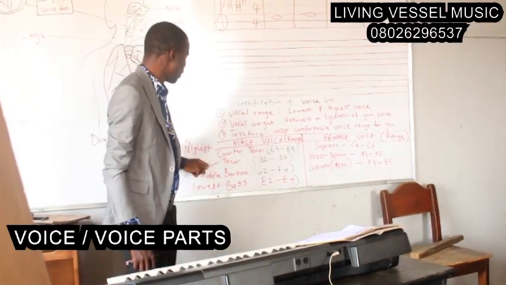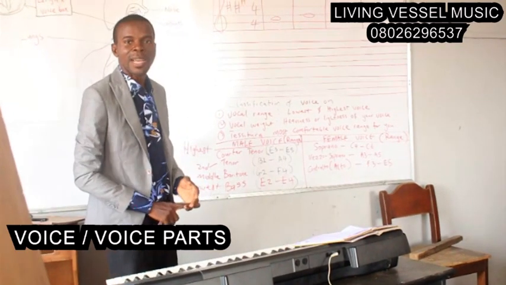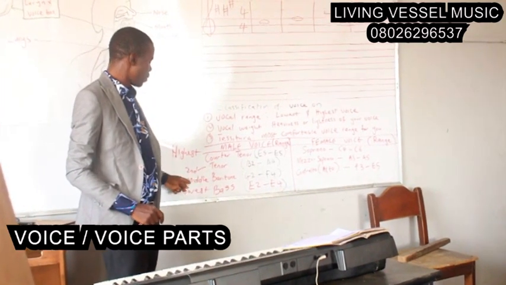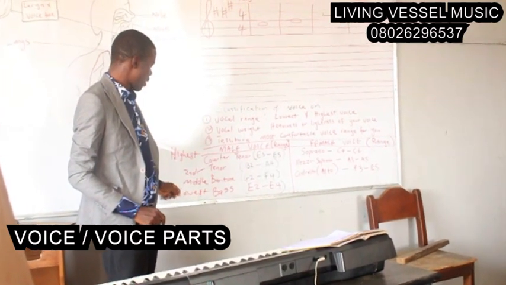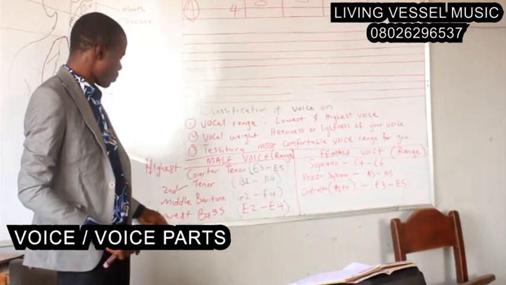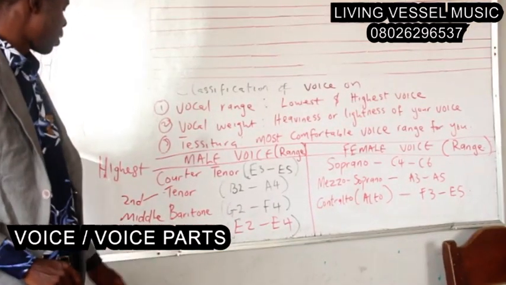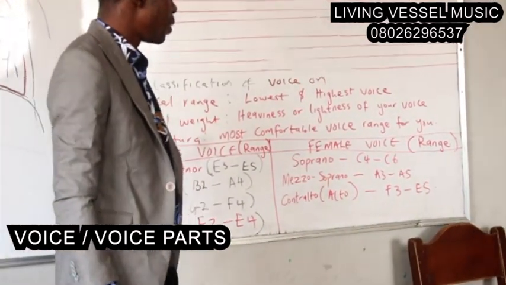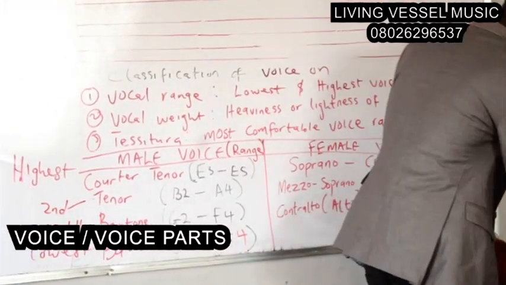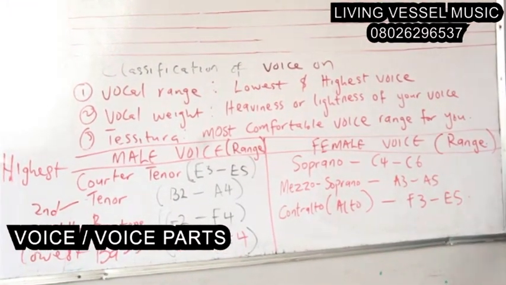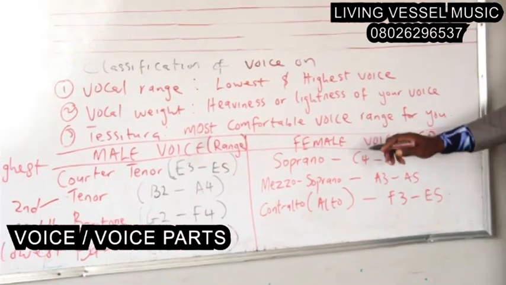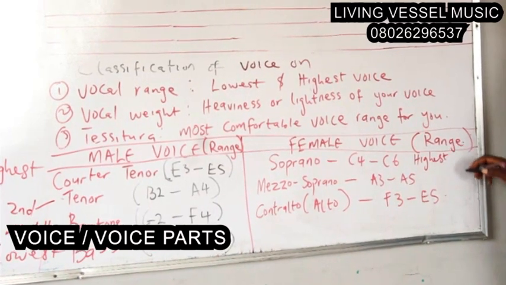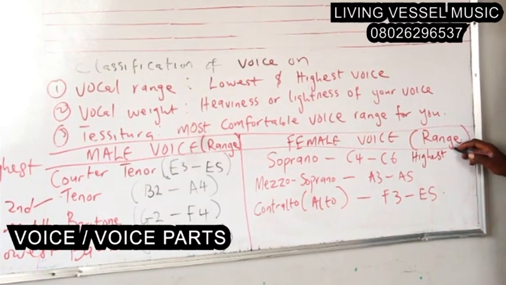So the highest male voice, countertenor. Second highest male voice, tenor. The baritone is the middle voice between the tenor and the bass. So the bass is the lowest male voice. Now let's go to the female voice. Now the female voice, the soprano is the highest female voice. The highest female voice.